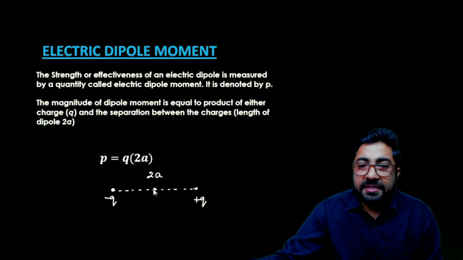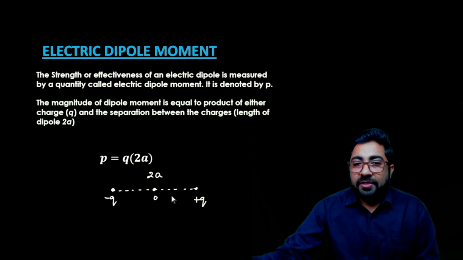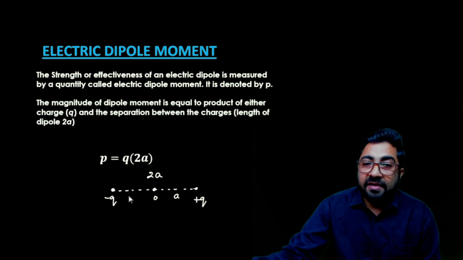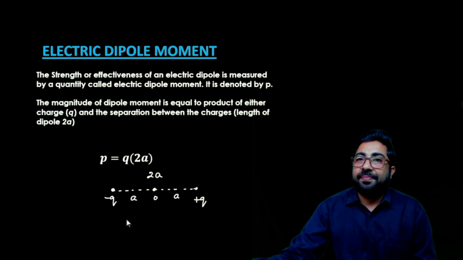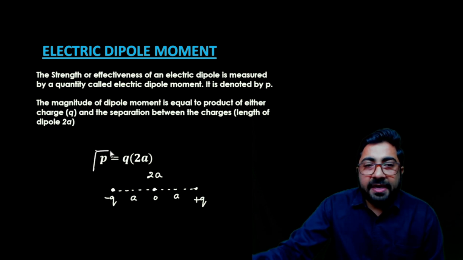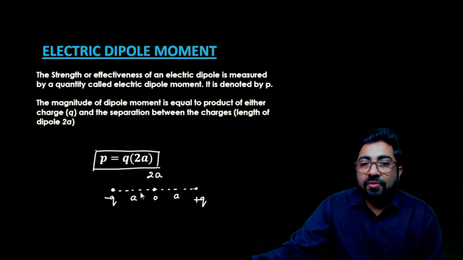Because this is from the center, center to the positive charge it is a and center to the negative charge it is also a. So here electrical dipole is given by P is equal to q into 2a.